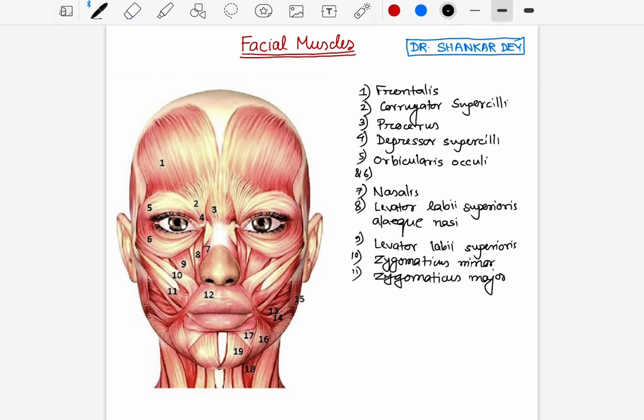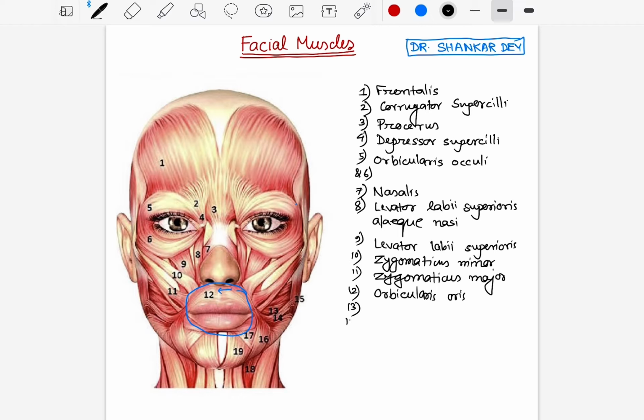Next is number 12. What is number 12? This muscle is around the mouth or oral opening. What is that muscle? The rounded muscle around the mouth is orbicularis oris.